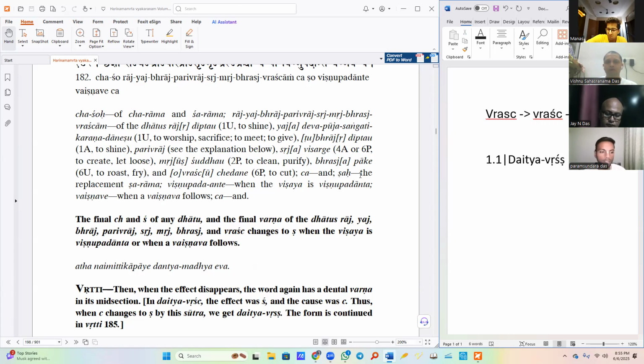So this sutra says if we have any dhatu ending with Ch or Sh or the following dhatus mentioned here, the final letter of all those dhatus will change into Sh, the Murdhanya Sh. So we did the change here.